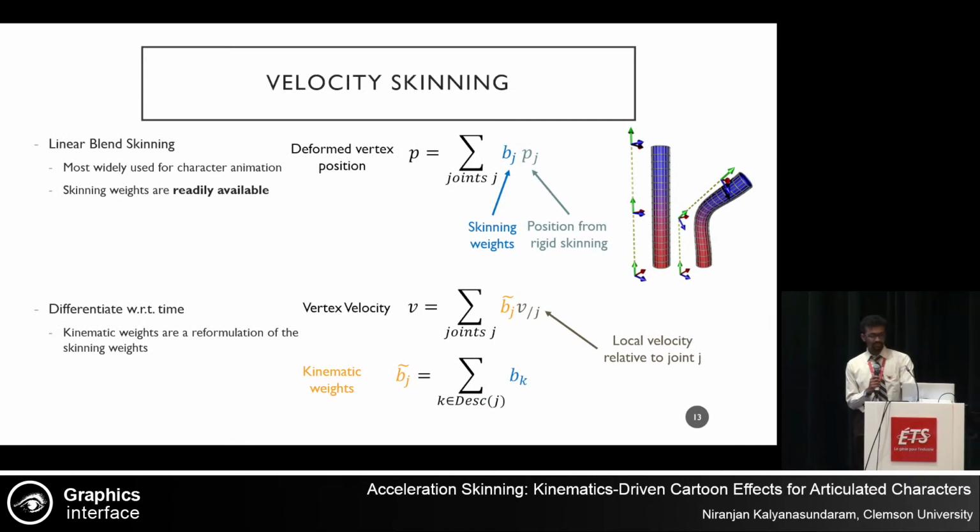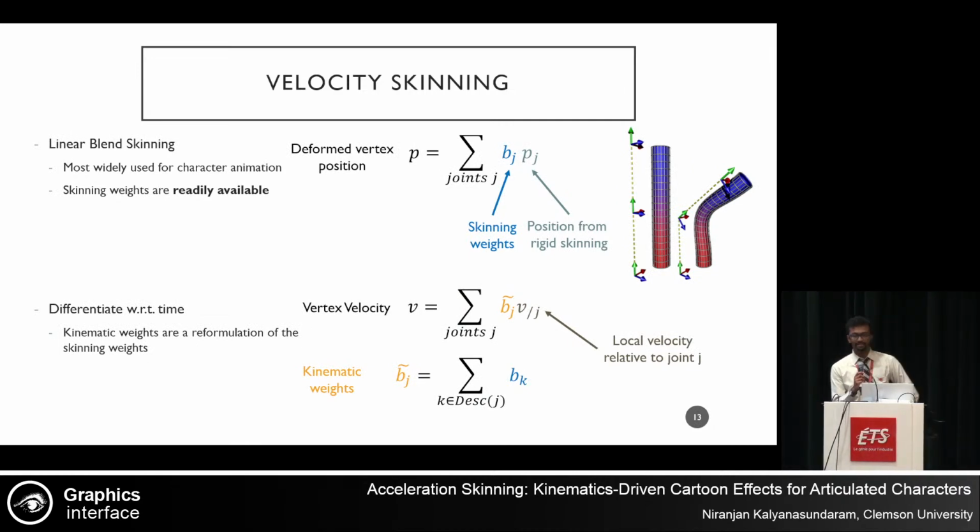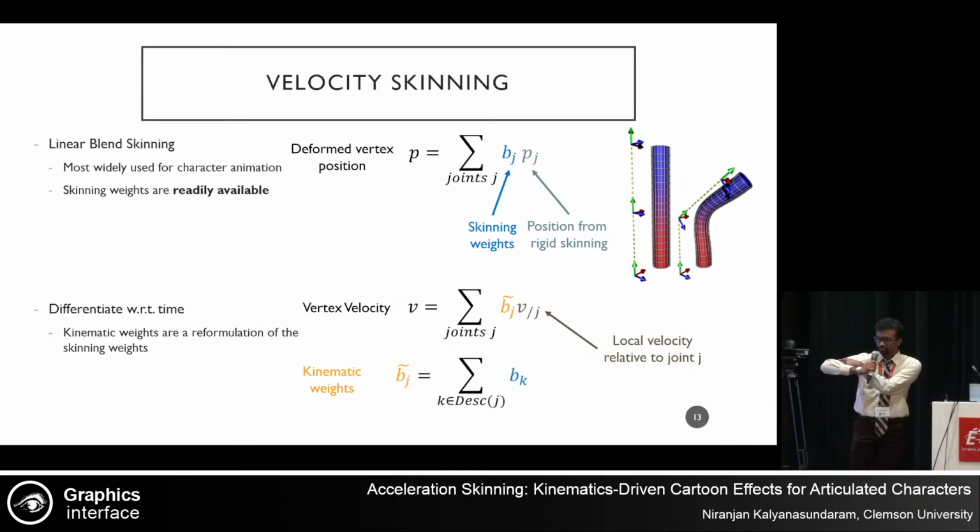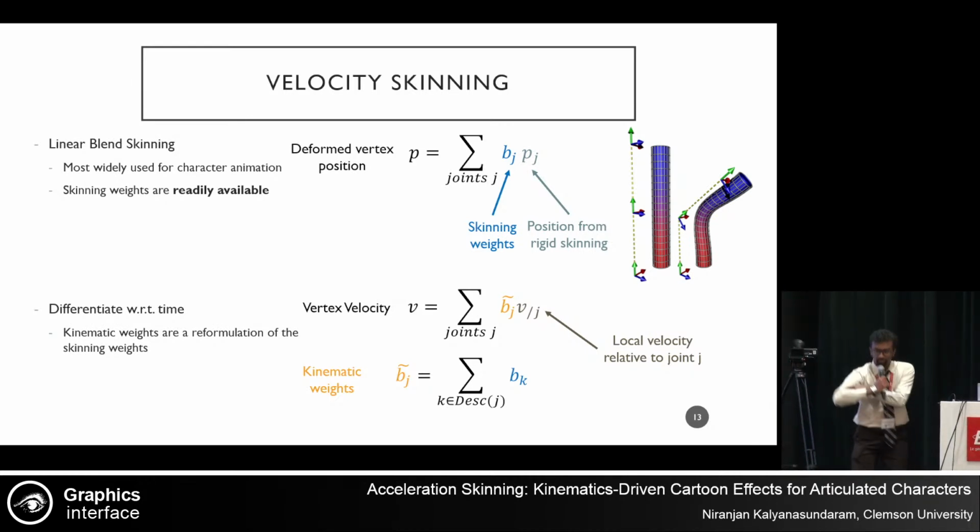So let's get under the hood. How does velocity skinning work? Well, to understand that, let's take a deeper look at linear blend skinning. For those of you who are unfamiliar, linear blend skinning is the most widely used technique for character animation. It's where you start off when you rig a character, and it's essentially taking a skeletal hierarchy and looping through the joints, summing the position that we obtain from rigid skinning. So if I move my elbow and I have a vertex on this shoulder right here, how does that move when I'm moving my arm?